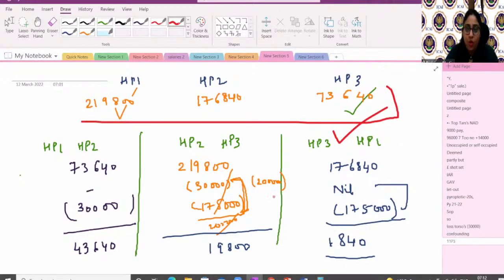No. All of this depends on various factors. One is obviously these values. Second is obviously the deductions which you are getting as a self-occupied property. All of them combined tell you which is the best case scenario to take which property as a deemed let-out property. Clear?